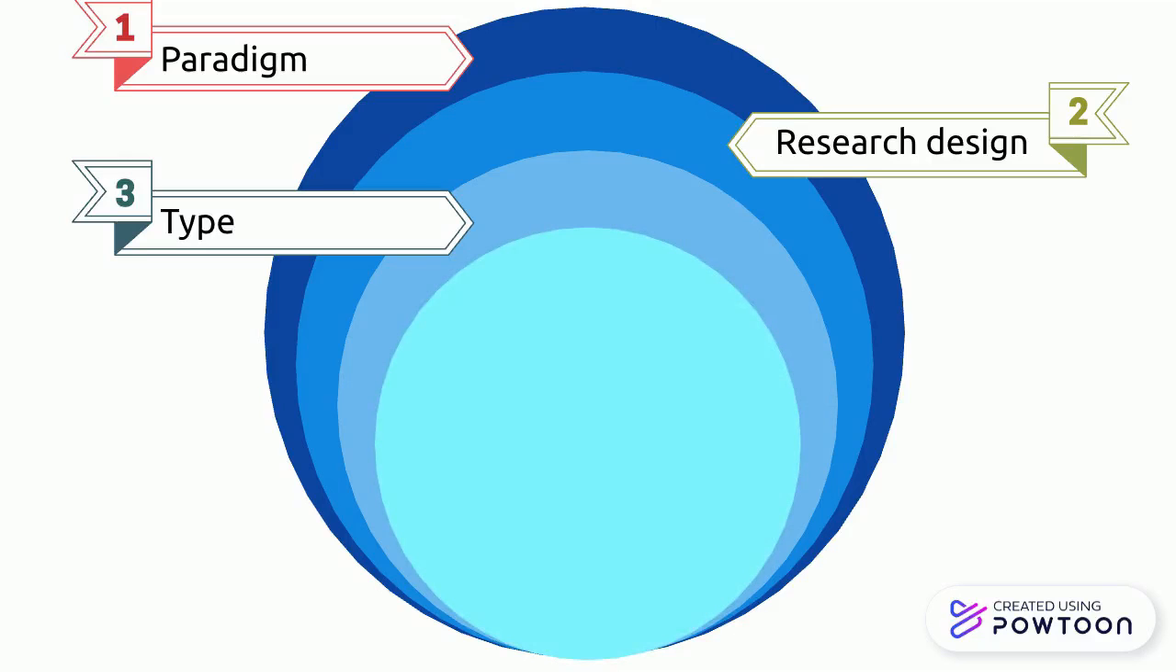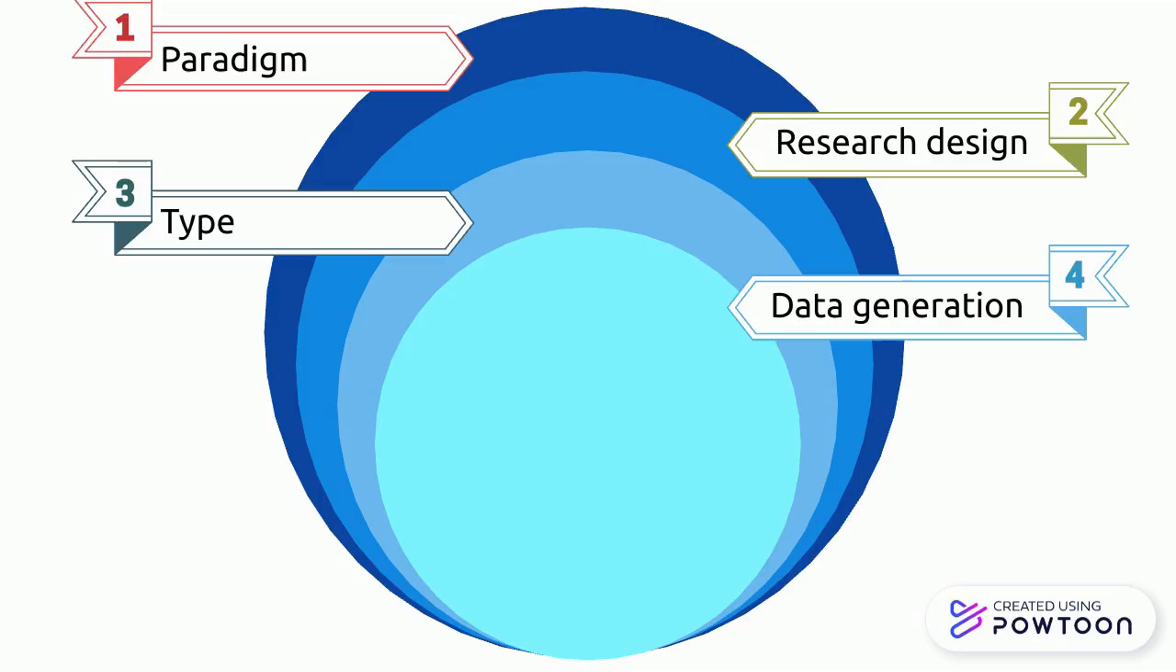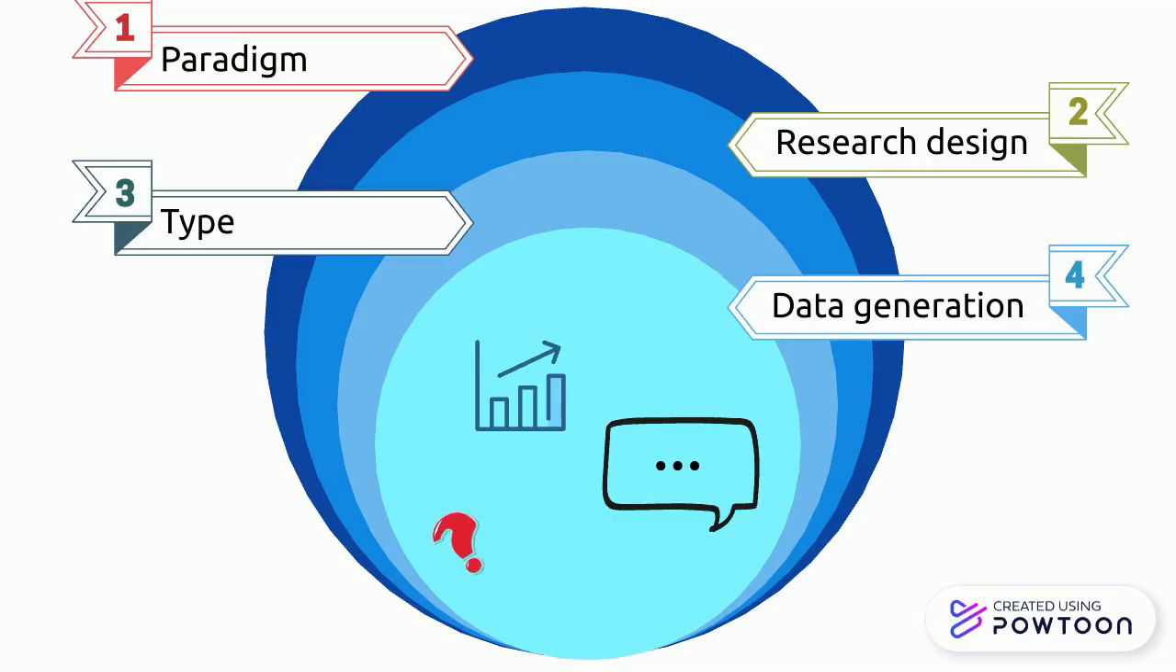This is then followed by the data generation methods. So this is the actual methods that you use to obtain your data. For example, if you did a qualitative ethnography study, you may have done some interviews or some field observations. How did you actually do them? So which methods did you choose? Why did you choose them? And how did you actually, step by step, do it?